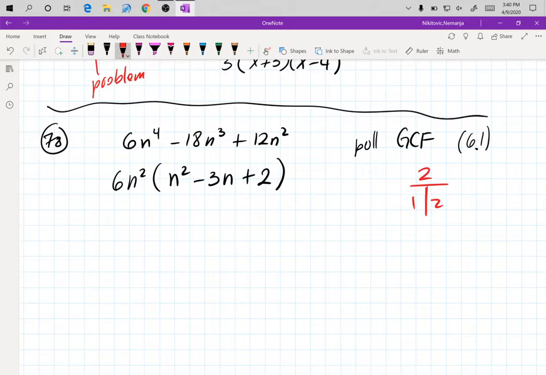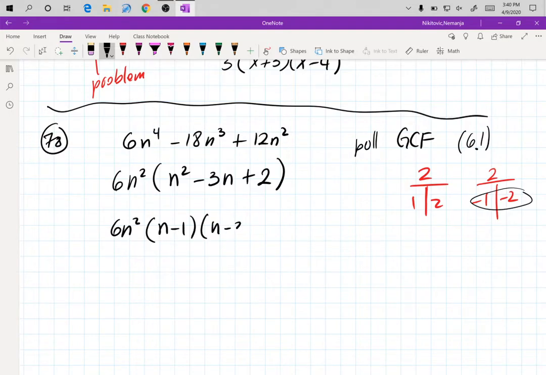So what now? Right? What now? Well, we need positive 2, but we also need negative 3 over here, right? Is there a way to create negative 3 out of this? Well, no, because the numbers are positive. But if they are both negative, they will still multiply into positive 2, which is a requirement, but they would add to negative 3. So that's our pair right there. We have 6n squared, n minus 1, n minus 2.